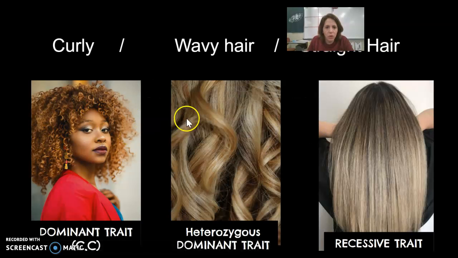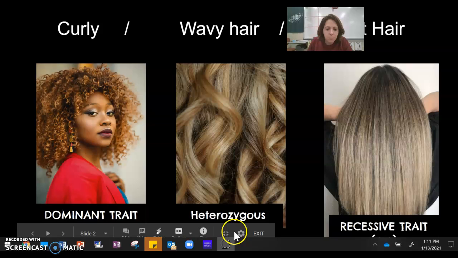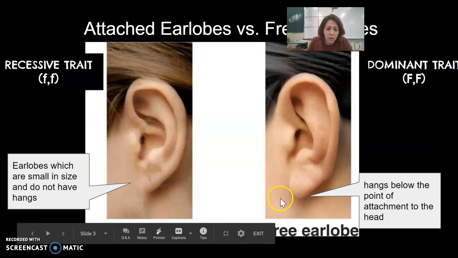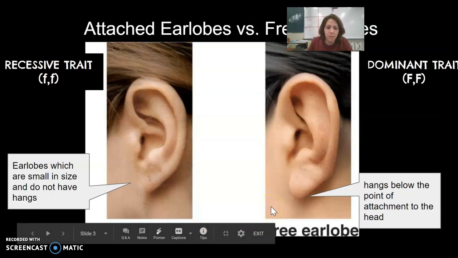So we're looking at curly hair versus wavy and straight. So this is your hair type. Both curly and wavy are dominant. If you see, naturally, mine has a little bit of wave. So my genotype would be capital C, lowercase c. Since I'm wavy, I am heterozygous dominant.